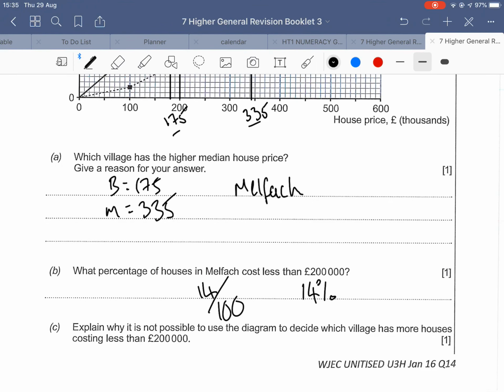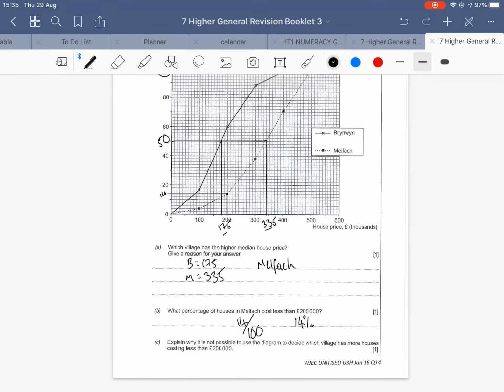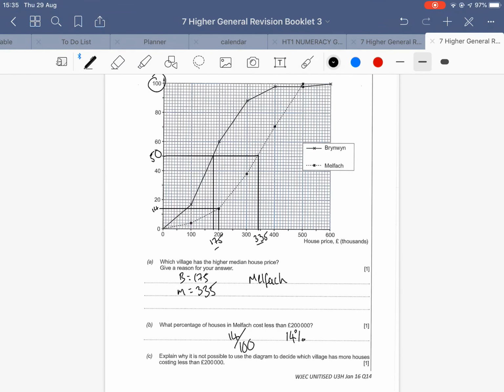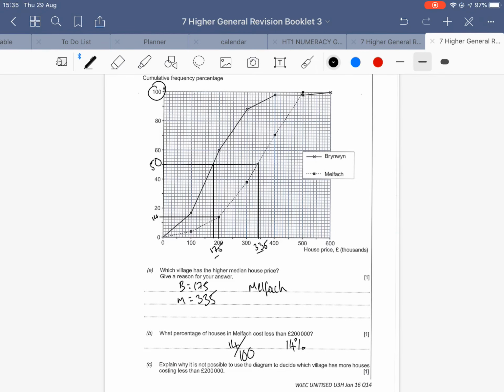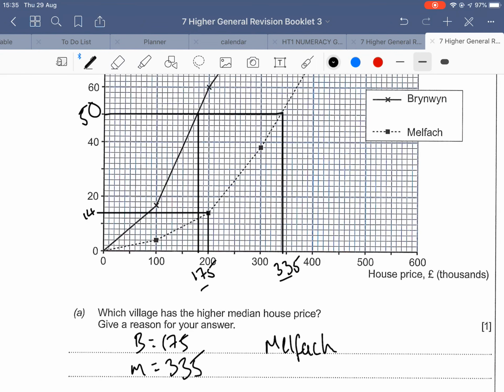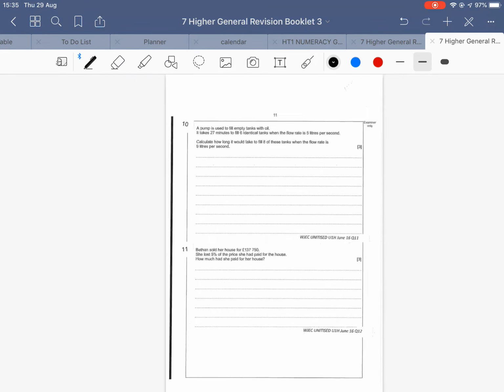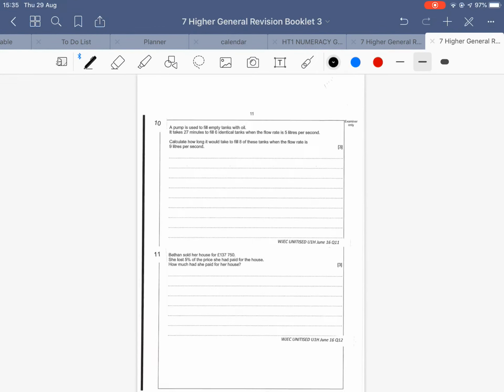Explain why it's not possible to use the diagram to decide which village has more houses costing less than 200. Well, exactly like what I said earlier. It's estimated, and they're grouped. So they could all be at the top of the group, or all be down at the end of the group. It's not really accurate to say, especially because 200,000 is in a category. So you've got 100 to 200, 200 to 300. You could have all of these up here, or all of these down here. You could have had such different numbers. There's no space for me to write that.